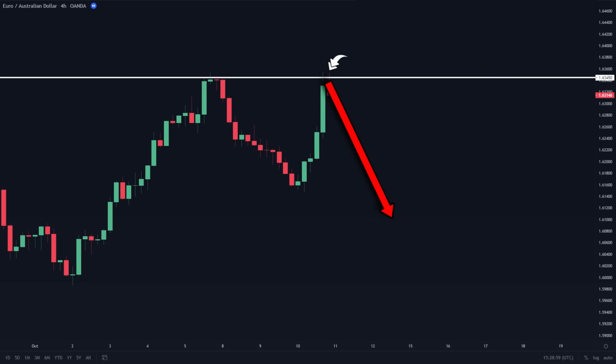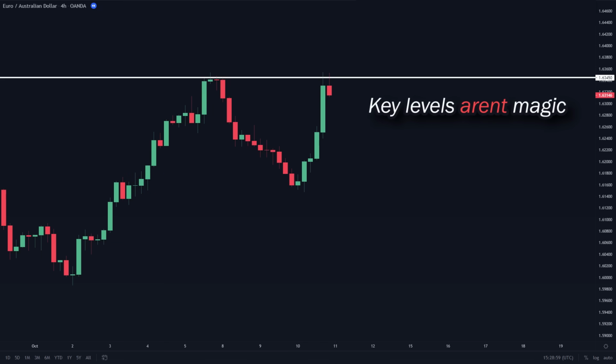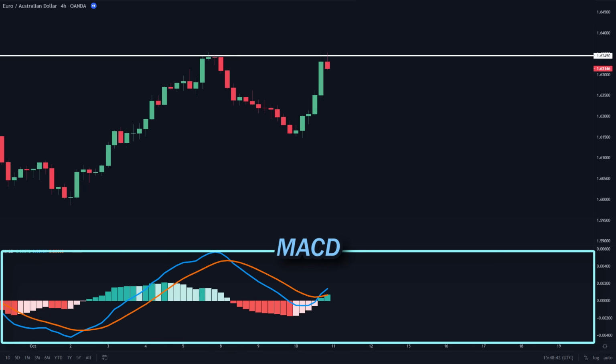However, just because the price touches a key level doesn't guarantee that a reversal will happen, because key levels aren't magic. Prices can always break right through. And that is why we need to use extra confirmation to make sure that there is actual downwards momentum as price touches this area, which is where the MACD indicator comes into play.